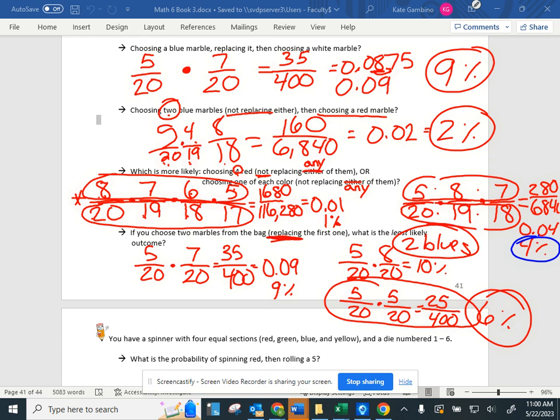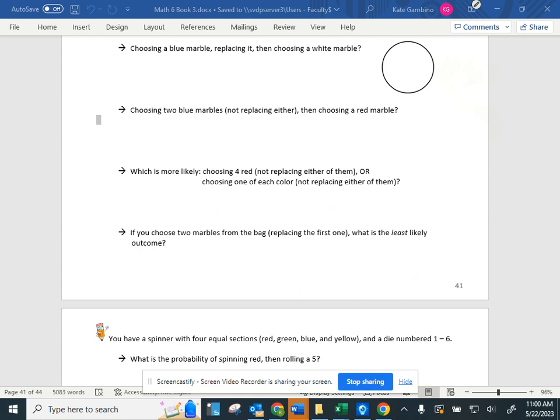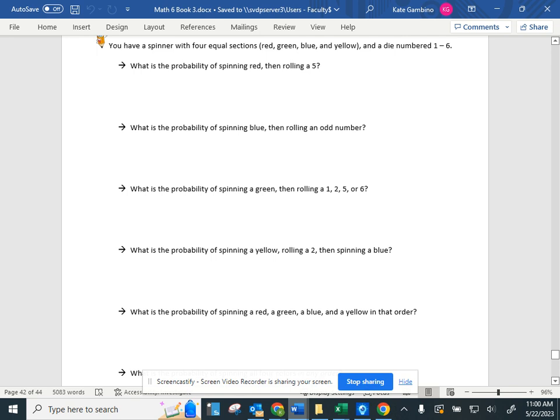How are we feeling about this? Okay, we're a little bit, yeah, I'm kind of getting it. So let's look at our second page. And here's what I want you to do on your second page. On the second page, I want you to write desired outcomes over possible outcomes. Remember, for each event, we're going to put how many desired outcomes over how many possible outcomes.